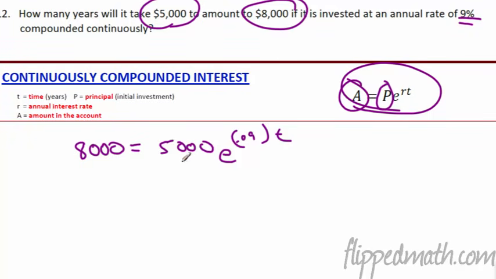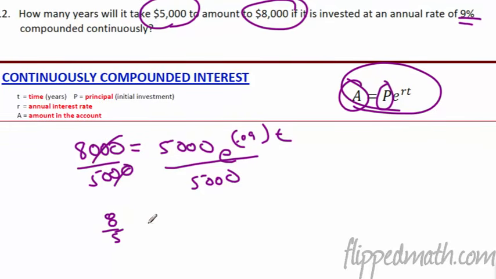All right, so now we can start solving this. So divide each side by 5,000. Hopefully that wasn't a problem. I'm going to get 8/5. I'm simplifying, they cancel. Equals E to the 0.09t. If I take the natural log of each side, I get the natural log of 8/5 equal to the natural log of E times 0.09t. They kind of cancel out, leaving 0.09t.